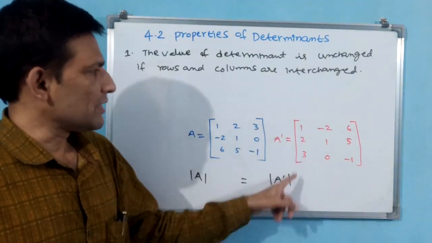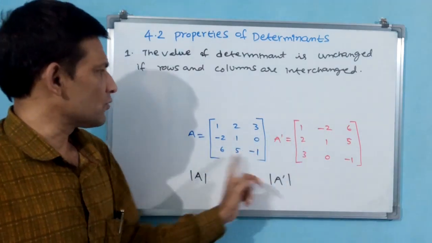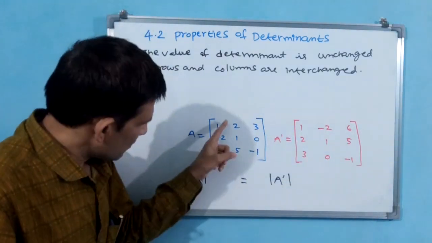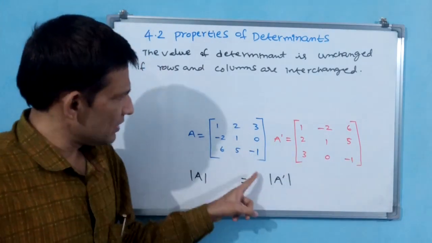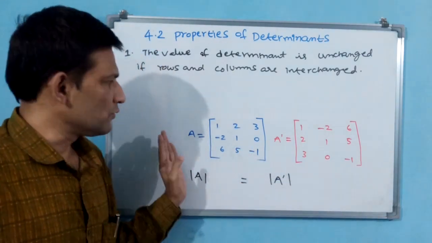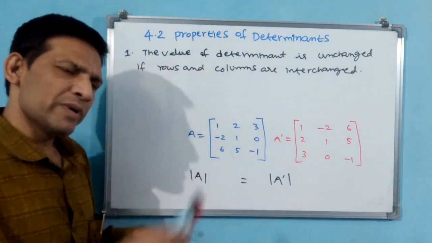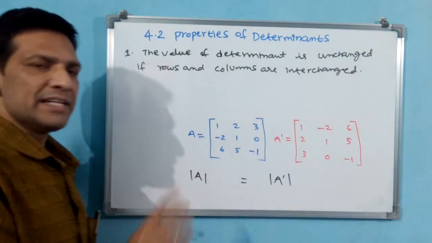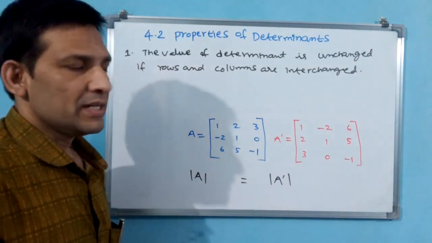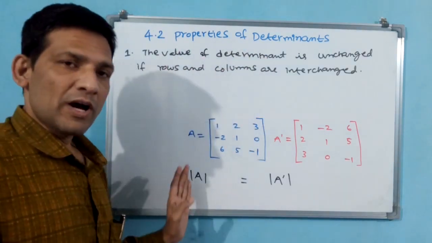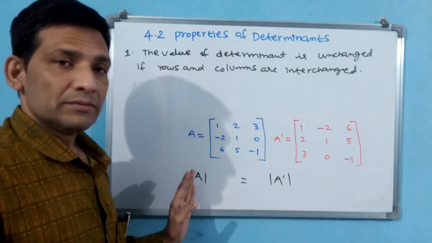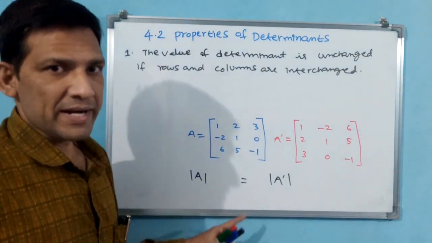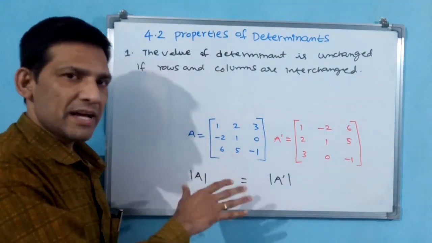See, row has become column, row has become column, row has become column. Then column has become row, column has become row, column has become row. Normally, if you interchange rows into columns, automatically columns become rows. You need not check that. If you interchange rows into columns, the value is not going to change in determinants, not matrices. For comparison I have written the matrix.